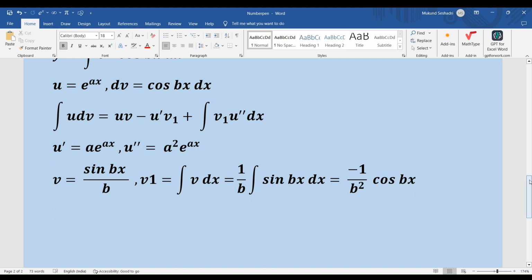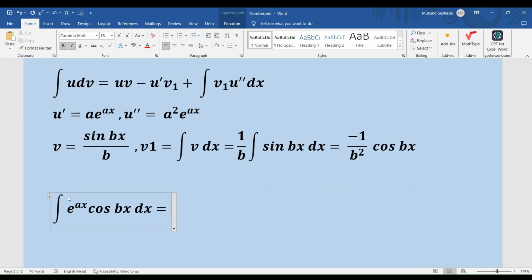So let's plug it into our integral of u dv, what we have written down using Bernoulli's integral by parts. So my LHS is nothing but integral of e to the power ax cos bx dx. And then my first part of RHS, which is uv, right? So our u is e to the power ax and our v is sine bx by b, right? So my uv is e to the power ax into sine bx by b.